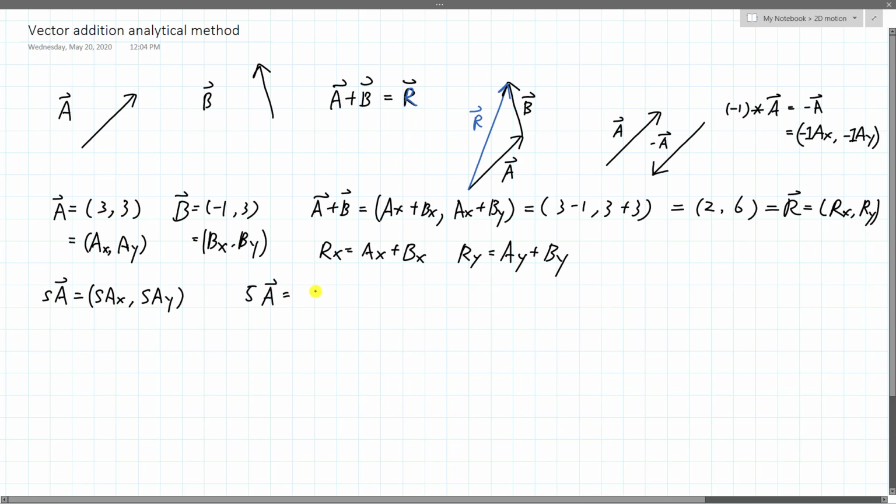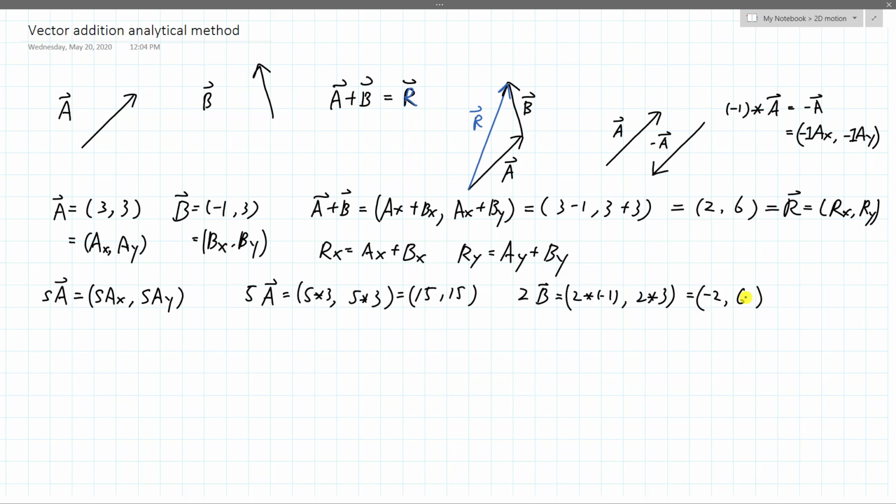Okay, so that is 5 times the x component and 5 times the y component. So we have a 15 and 15. And maybe 2 times b is 2 times -1 and 2 times 3. So we have a -2 and a 6. Okay, so that's how you scale a vector or multiply a vector by a scalar.